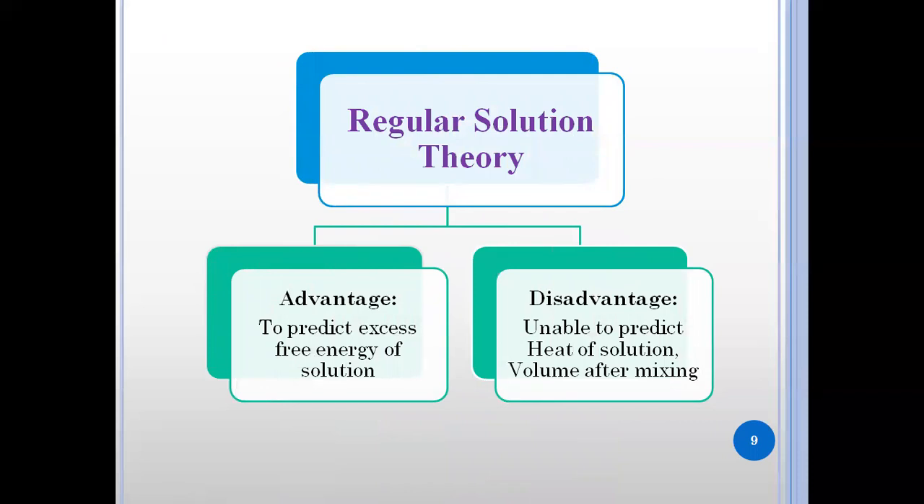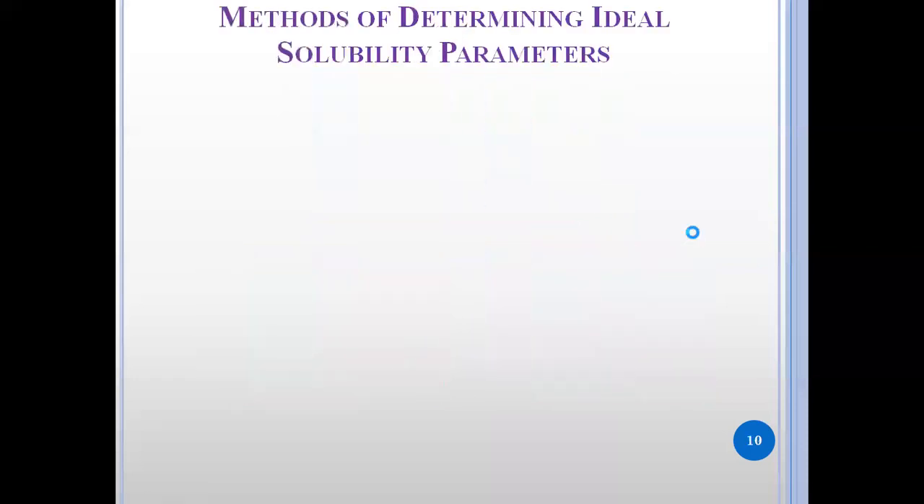Now we'll see regular solution theory, its advantages and disadvantages, or limitations. The advantage of regular solution theory is that it is useful to predict excess free energy of solution. Means when your solute mixes with solvent, it forms a solution, and in this case regular solution theory enables us to predict the excess free energy of solution. Its limitation is that it is unable to predict heat of solution and volume after mixing. So after going through this theory, we are not able to predict heat of solution or volume after mixing. So it is a limitation.